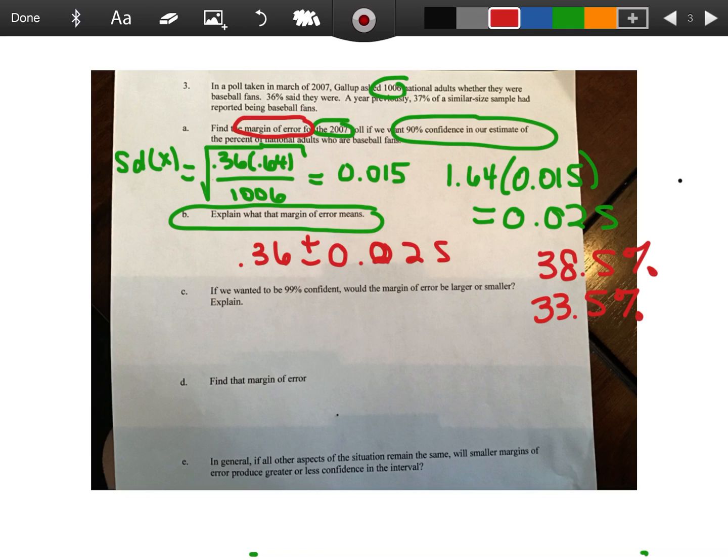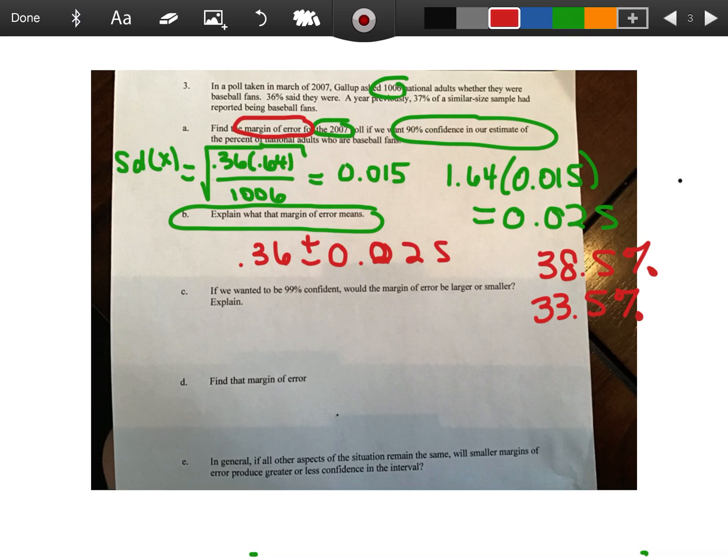If I wanted to tell you that I am 90% confident that the real mean of the entire population of people who are baseball fans is somewhere between 33.5% and 38.5%, I am 90% confident that is the real proportion of the population that would call themselves baseball fans.